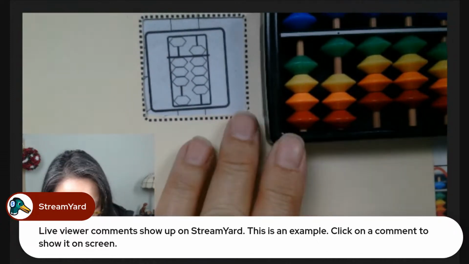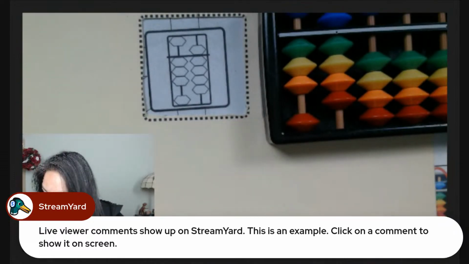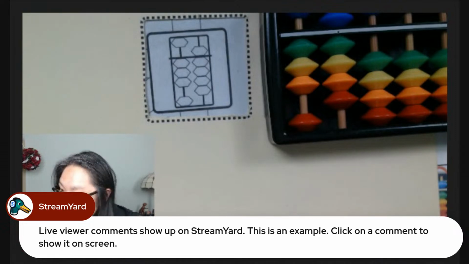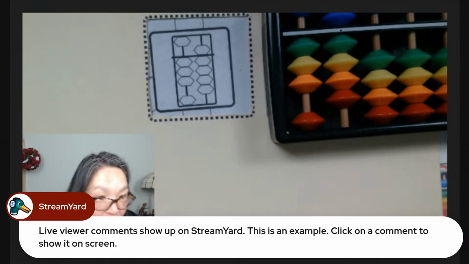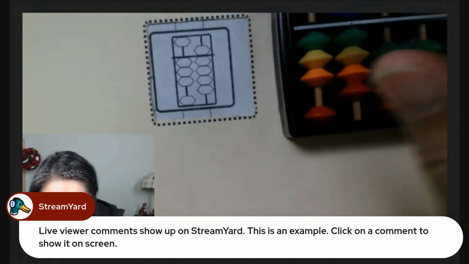So we have this number, right? We have this, and then we have that. What number do you think this is? So right now what we're doing is we're learning how to read the abacus. The reason why is because after we learn how to read the abacus, then we can actually go into adding, subtracting, multiplication, and division. Good job! Good job, Energizer. So yes, you're absolutely right.